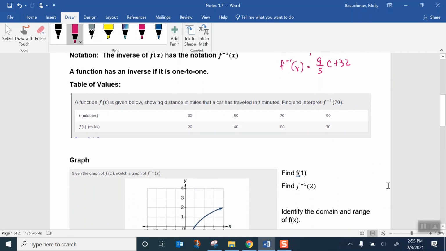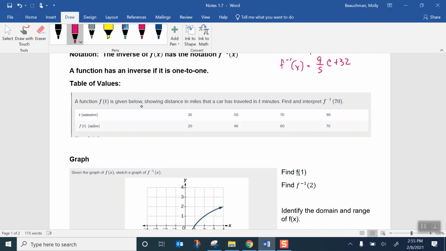This function, f of t given below, shows distance in miles that a car has traveled in t minutes. So t is 30, 50, 70, 90, and f of t are miles. If you wanted the inverse of that, then you would interchange the miles and the minutes. So instead of having a coordinate 30, 20, you would have the coordinate 20, 30. You would interchange your x's and y's.